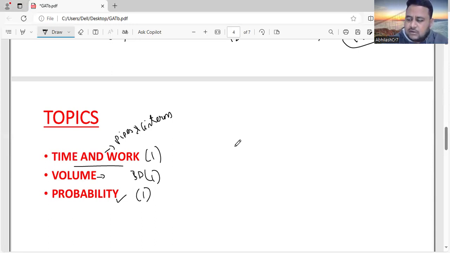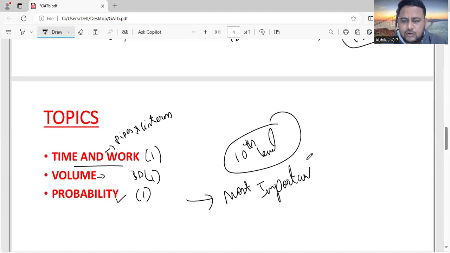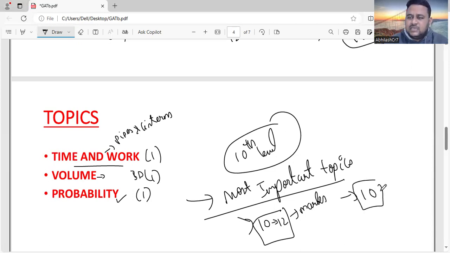Okay, this is all about 10th level topics. These are the topics which I have listed out. They are the most important topics. These topics will give you at least 10 to 12 marks out of 15, and on average you can take it as 10 marks. For the remaining 5, they can ask questions from 10th level also.